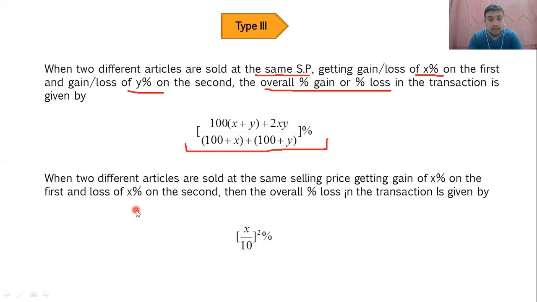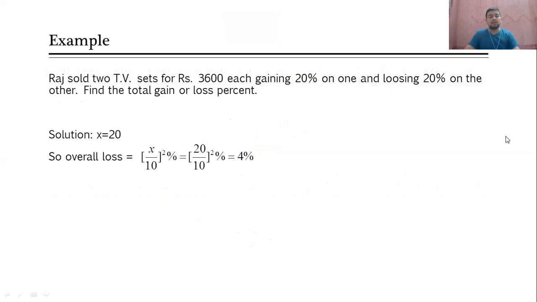If such a situation is there, then there is always a loss, and that loss is equal to (X upon 10) whole square percentage. Is it clear? X upon 10 whole square percentage. We will see problems based on that so that it will be clear. Okay, see here.